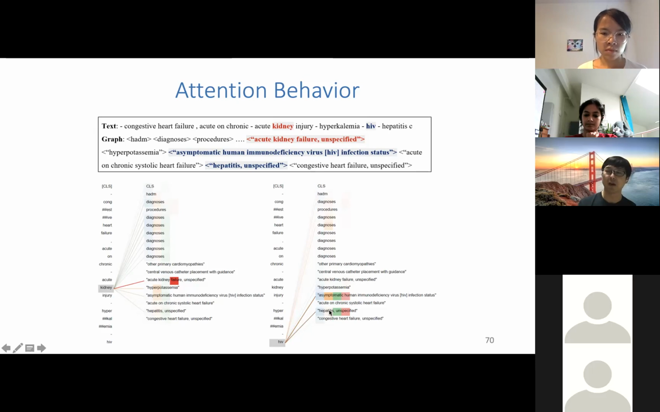My students reported that a lot of HIV patients do end up with hepatitis. So maybe that's why HIV is attending to both hepatitis and HIV at the same time. But we haven't actually rigorously done a qualitative study yet. So this is just a couple of examples that we found to be interesting.